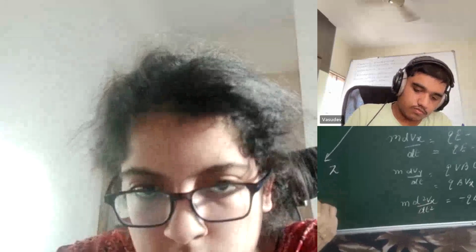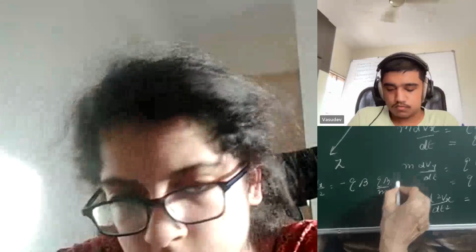md square Vx by dt square is equal to what to us? Minus of QB and then dVy by dt. What is dVy by dt? QB by mVx, correct? Yes, sir. So we write over here QB by mVx, which gives me minus Q square B square by M square all into Vx.